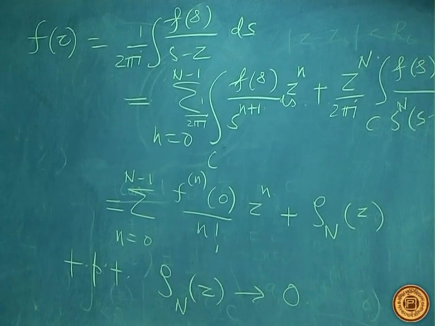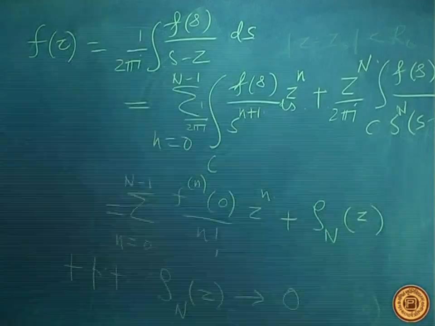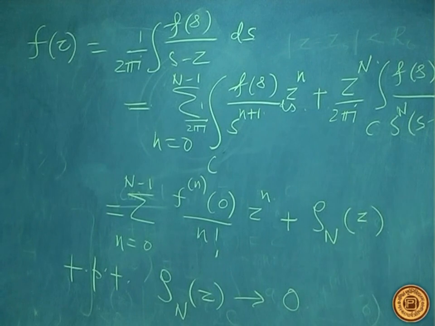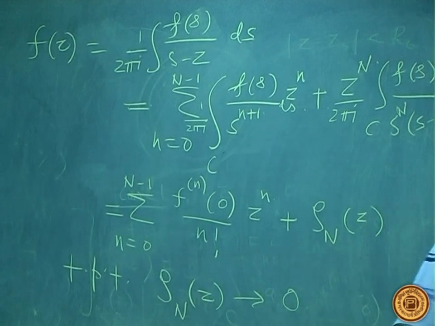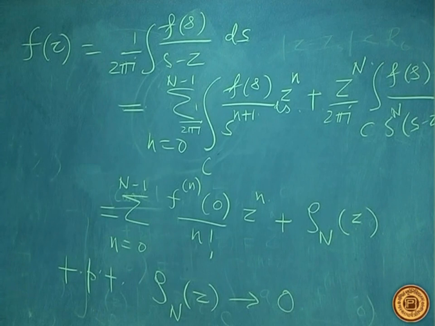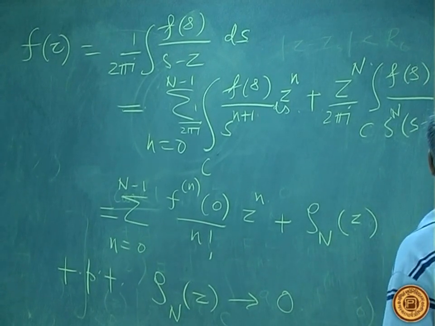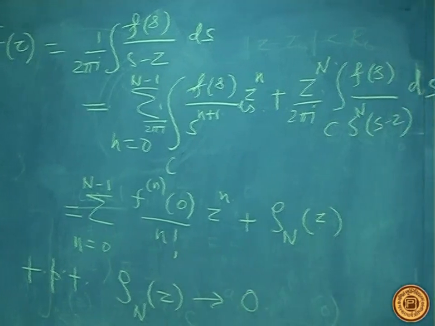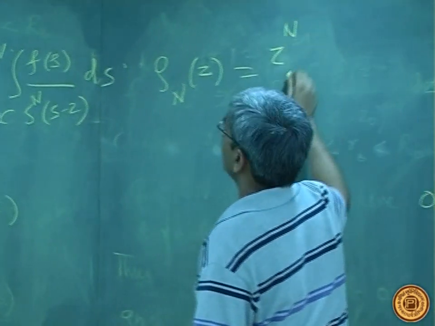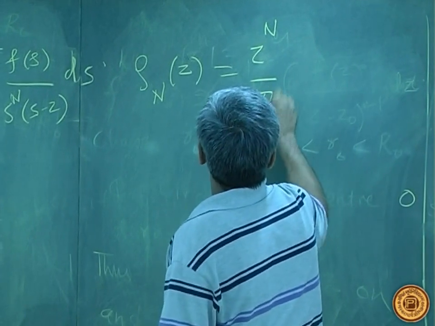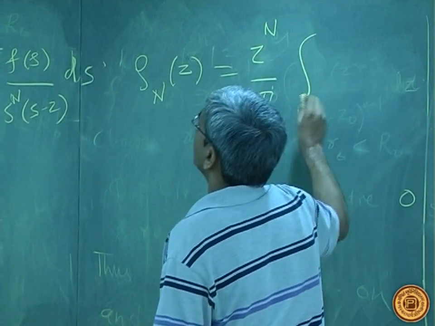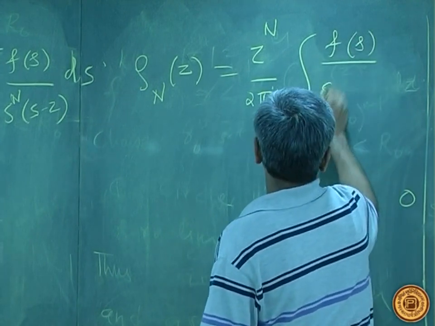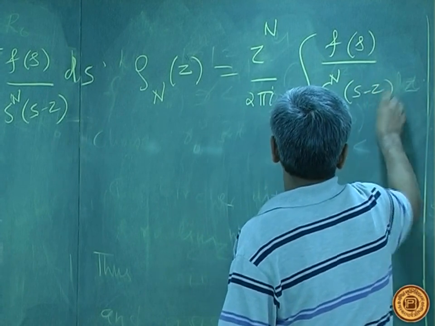But for this rho n(z) going to 0, we have to see what is rho n(z) actually. So let me write this rho n(z) separately and show that it goes to 0. Alright. So what is this expression for rho n(z)? So where rho n(z) is this expression, that is z to the power n upon 2 pi i integral over c f(s) upon s to the power n (s minus z) ds.